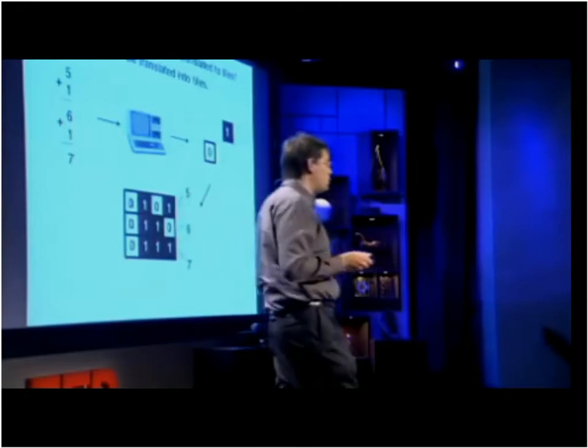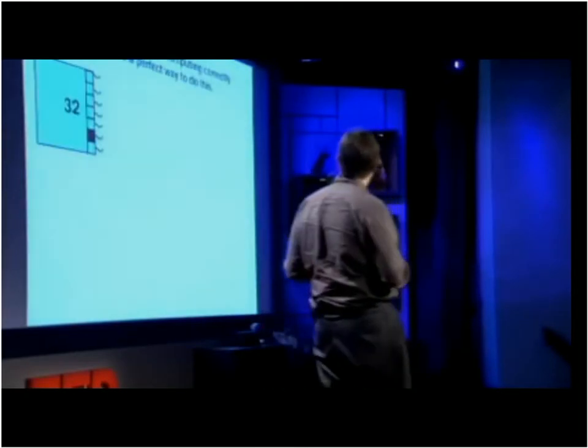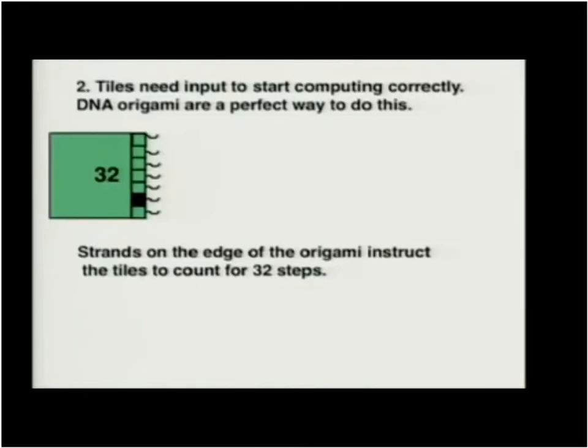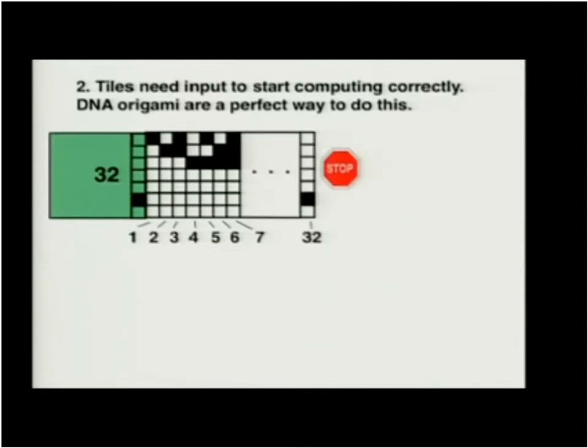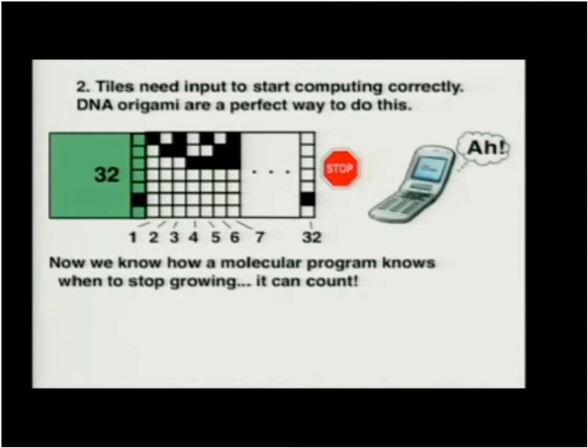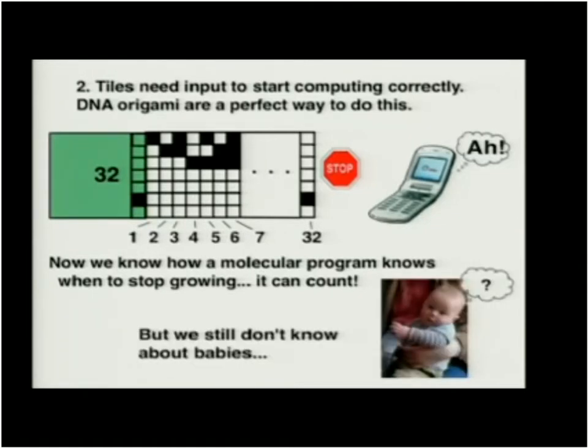And in order to get these kinds of computations started right, you need some kind of input, a kind of seed. You could use DNA origami for that. You can encode the number 32 in the right-hand side of a DNA origami, and when you add those tiles that count, they will start to count. They'll read that 32, and they'll stop at 32. So what we've done is we've figured out a way to have a molecular program know when to stop going. It knows when to stop growing because it can count. It knows how big it is. So that answers that first question I was talking about. It doesn't tell us how babies do it, however.